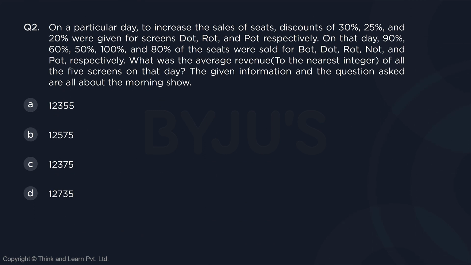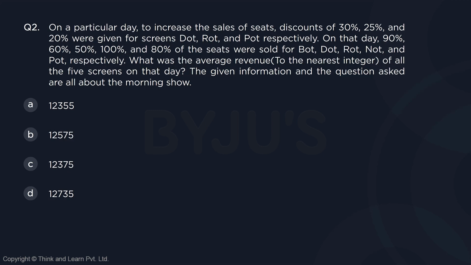On a particular day, to increase the sales of seats, discounts of 30%, 25% and 20% were given on the screens of dot, rot and pot respectively. And on that day, these are the percentages of seats sold for different screens. What is the average revenue to the nearest integer of all the 5 screens on that day? So you can use the data of the previous question here.